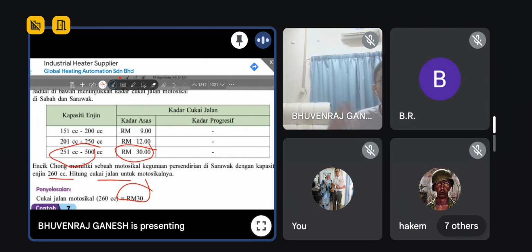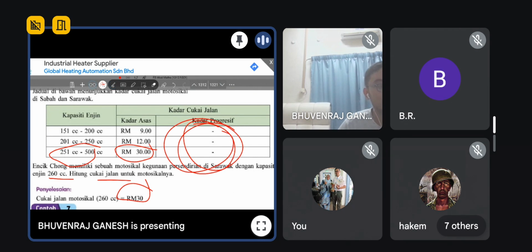That's all. Okay, if got progressive rate, let's say got progressive rate, you just do the same thing that you did for income tax. You take the CC of the kenderaan minus the condition they give you over here for how many CC times the rate. Exactly the same thing only.